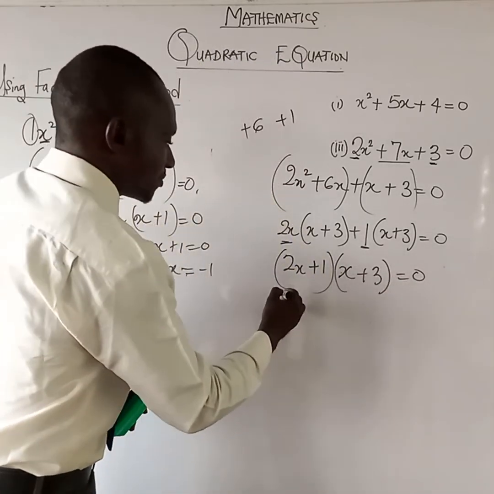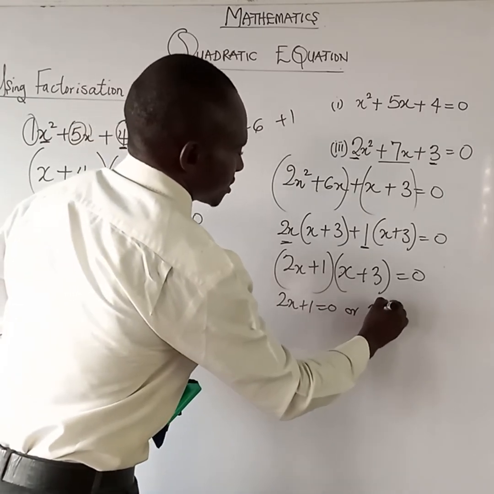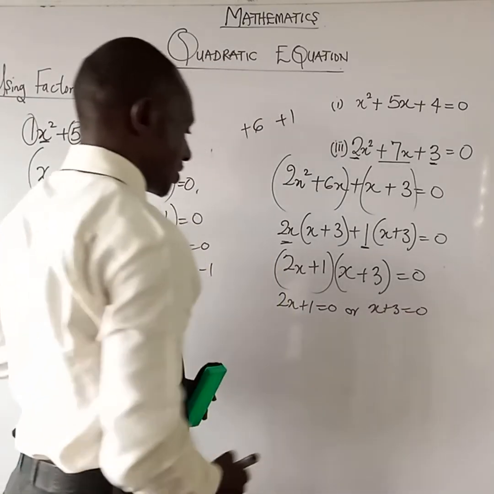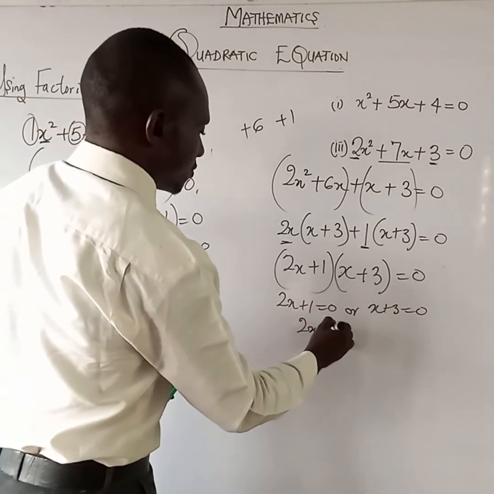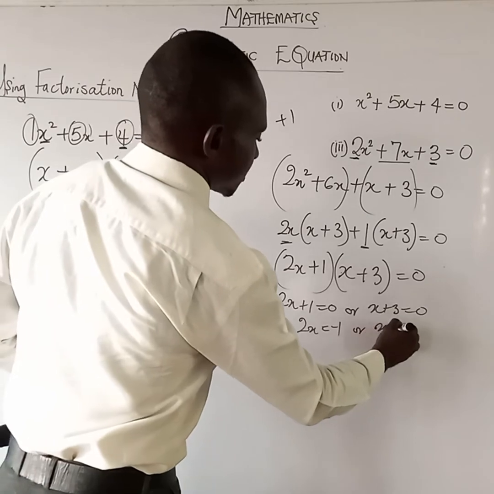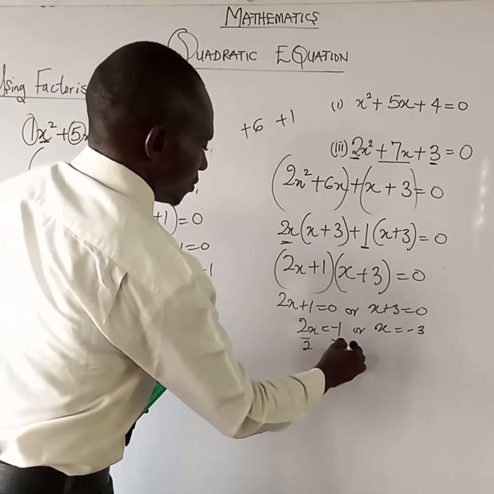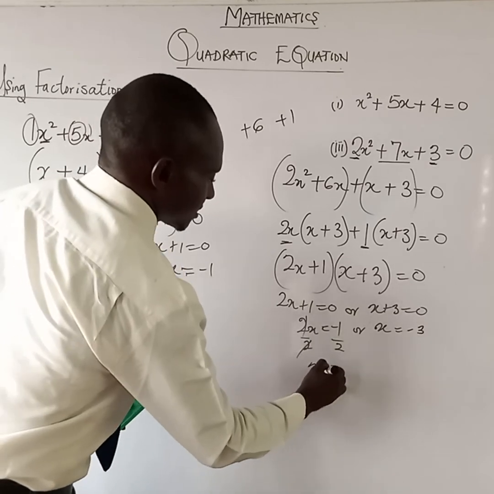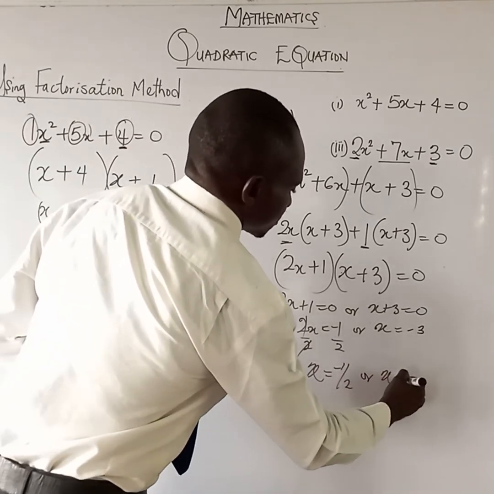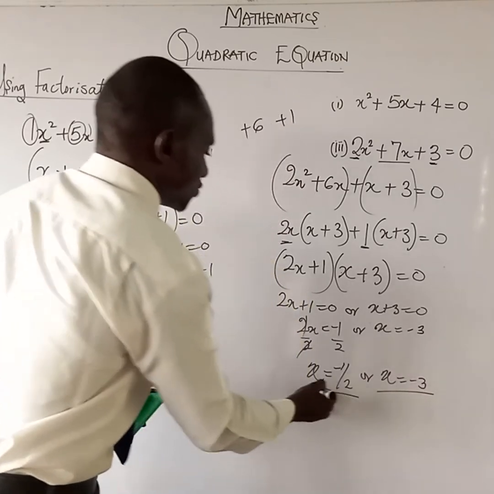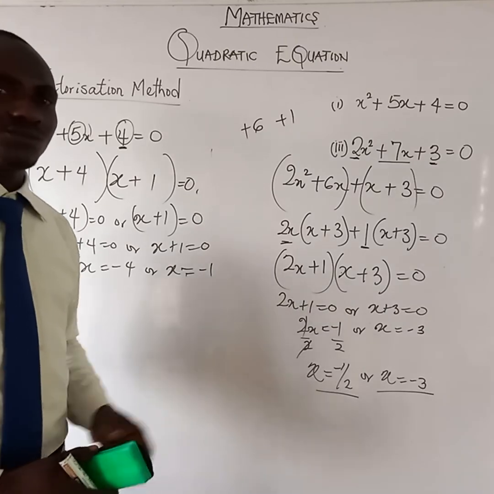So let's separate them. We have 2x plus 1 equals 0, or x plus 3 equals 0. Taking the 1 to the other side, we have 2x equals minus 1, or x equals minus 3. Divide both sides by 2. So finally, our x equals minus 1 over 2, or x is minus 3. These are the two solutions of the equation.